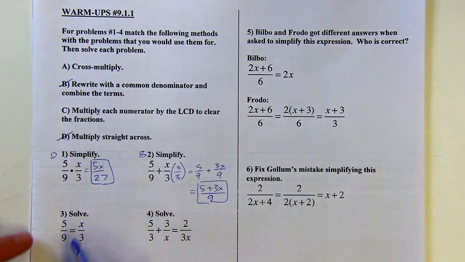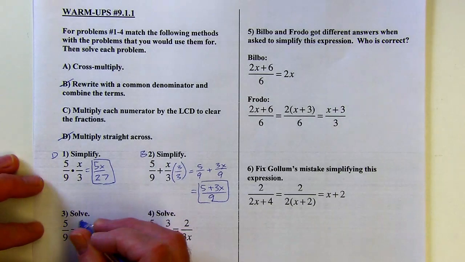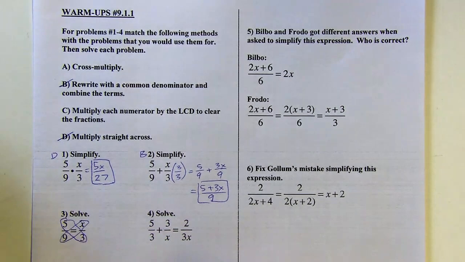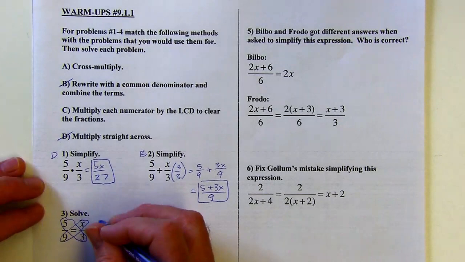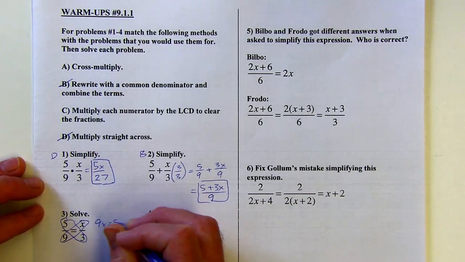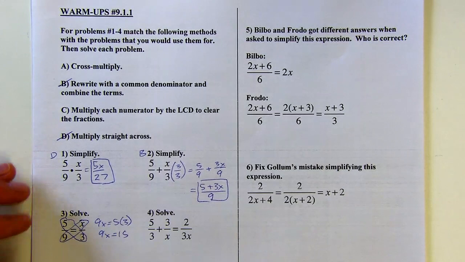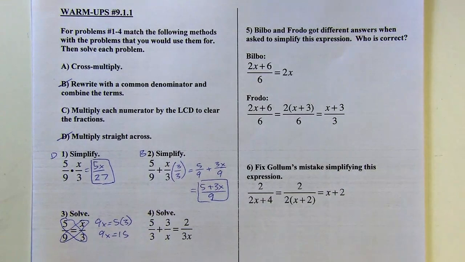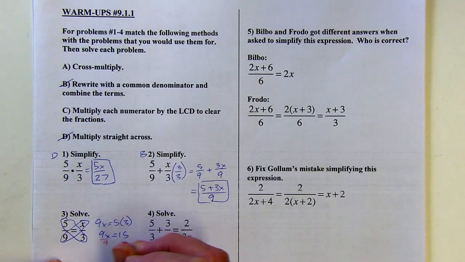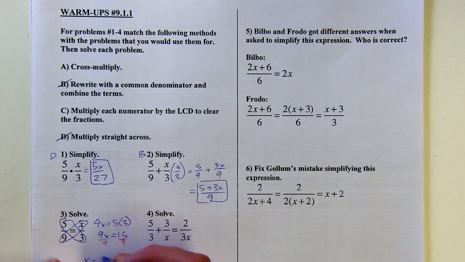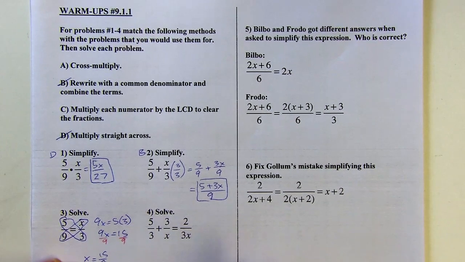Okay. When I've got two fractions that are equivalent or equal to each other, that means the cross products are going to be equal. There are other ways you could solve this, but that's my favorite way. So 9x then is going to equal 5 times 3. 9x is 15. And then I'll divide by 9 to solve this. Okay, so I've got 15/9. But let's go ahead and reduce that.